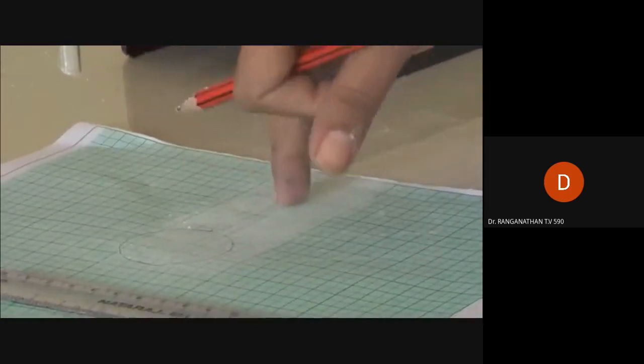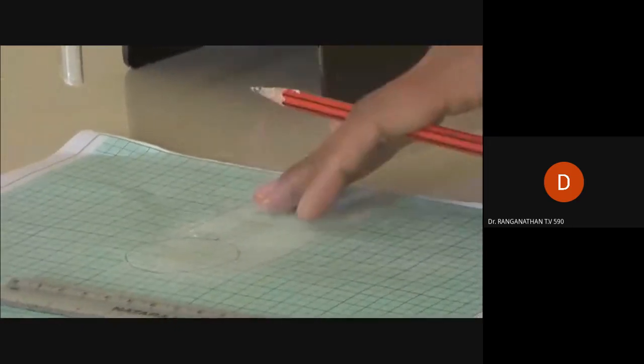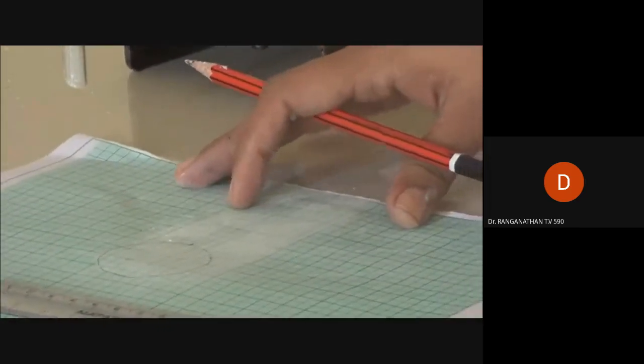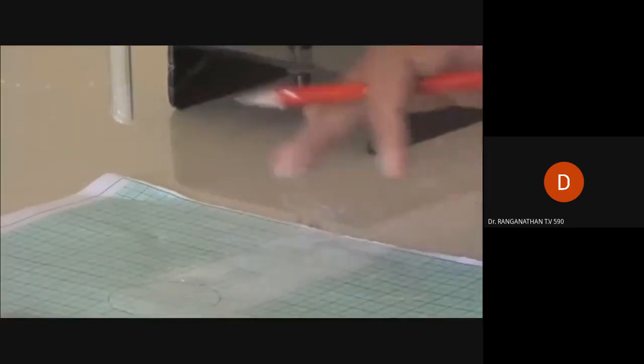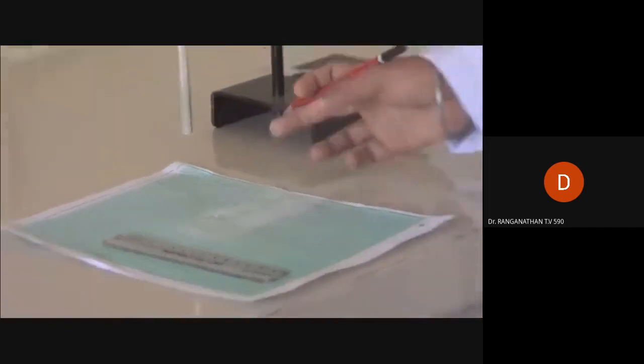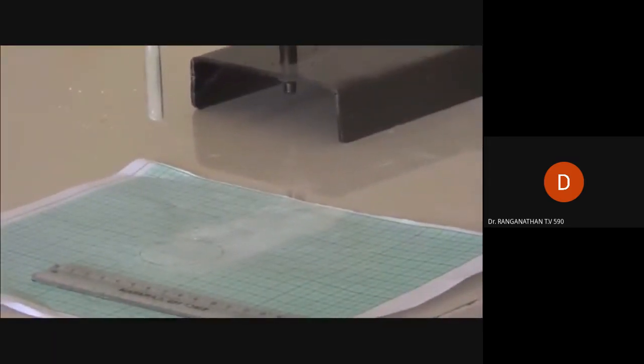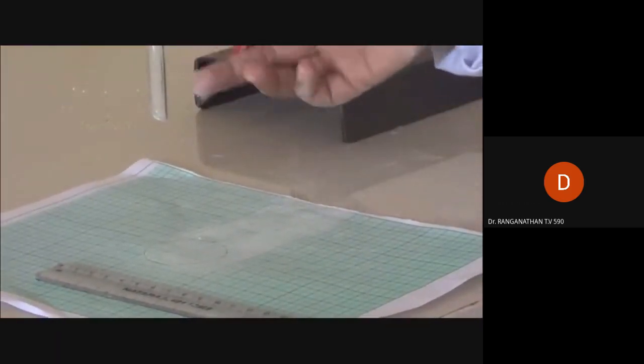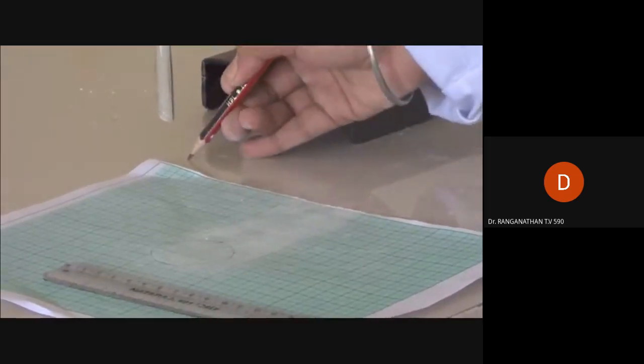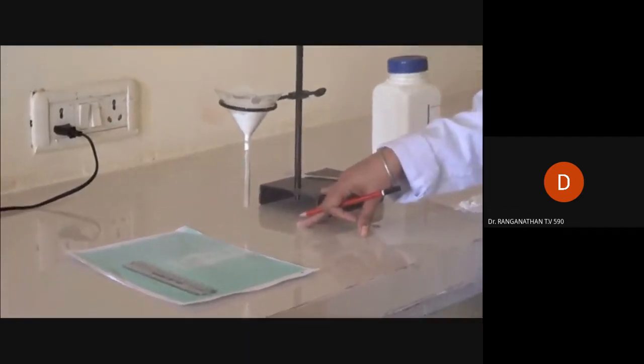Now we will take the average of the diameter, and from the average we will calculate the radius. So now, by calculating radius and height, we will place these values into the angle of repose formula, that is tan theta is height upon radius. Now height is 2 centimeter, that is the distance of the funnel from the bottom, that is 2 centimeter, and radius will be around 2 centimeter.